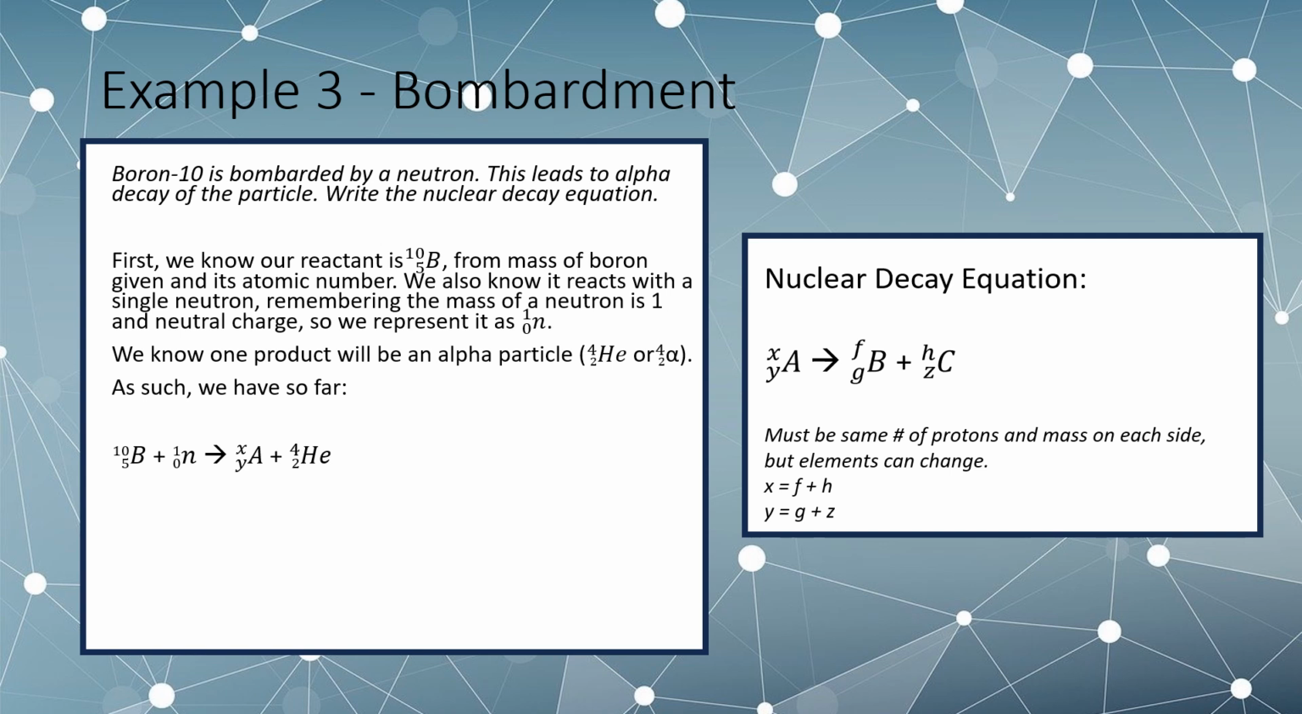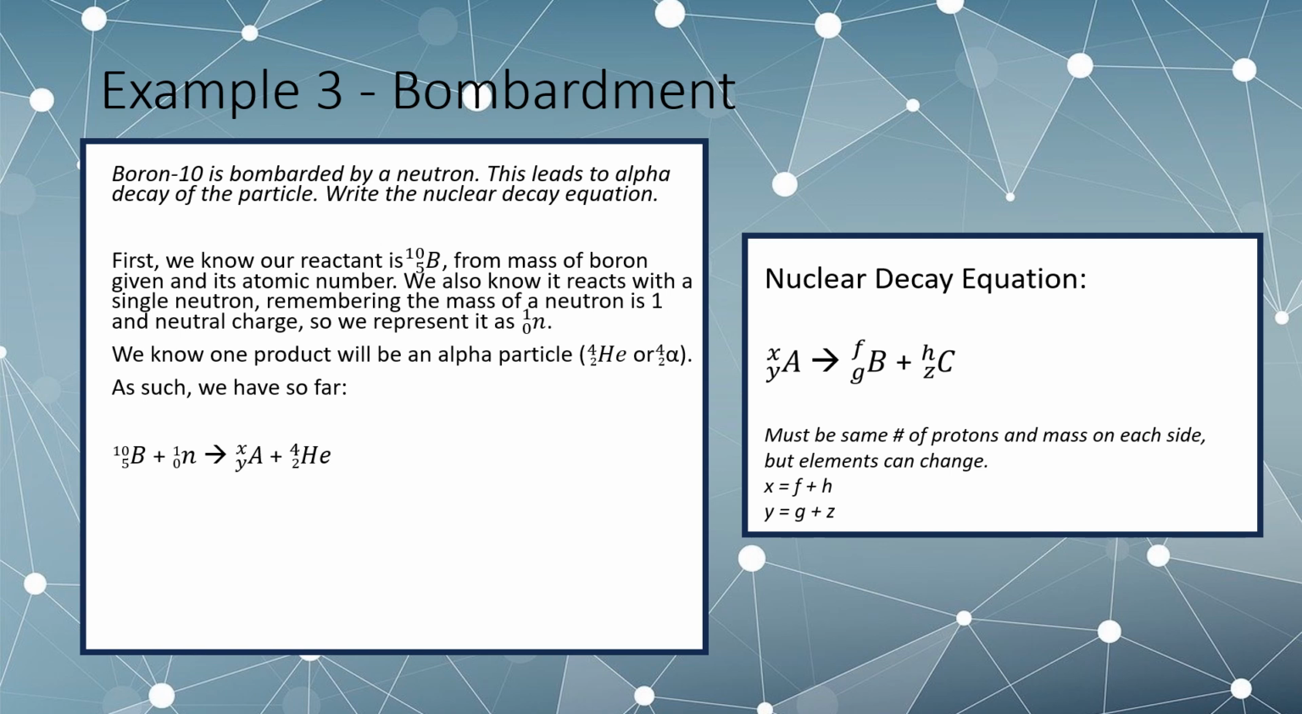Using this, we need to be careful here because the numbers on the left have to equal the numbers on the right, but that means we need to include the numbers of what is bombarding our initial atom. So in this case, we have 10 plus 1, so our mass on the left-hand side is going to be 11, which means our mass on the right-hand side must be 11 as well.